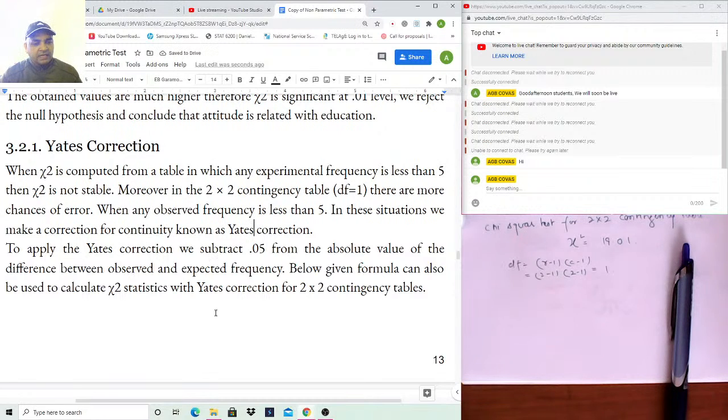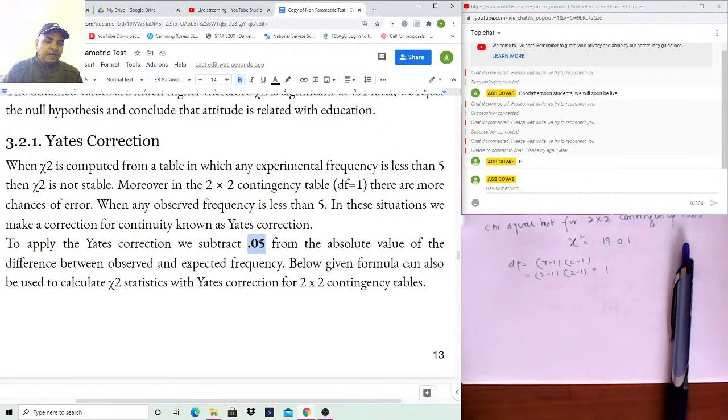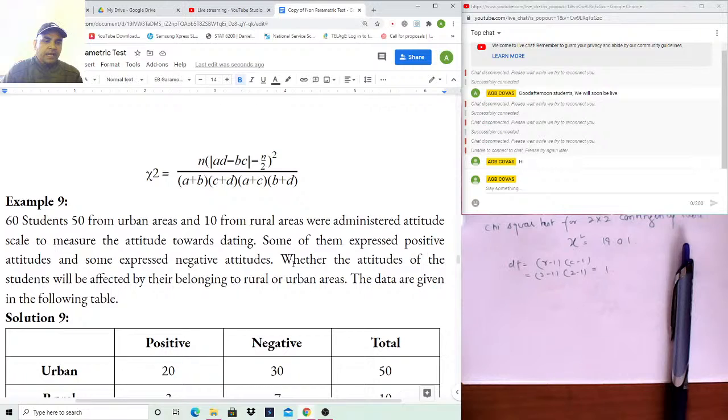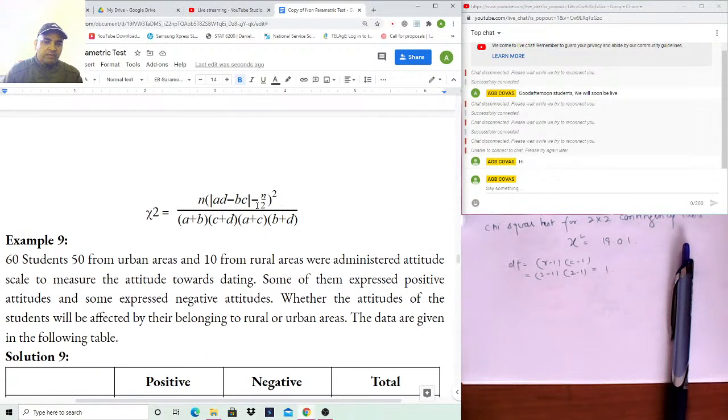So to apply the Yates correction, we subtract 0.5 from the absolute value of the difference between observed and expected frequency. But it can directly be applied into the formula, and instead of the earlier formula, now it becomes n into (absolute of AD minus BC, minus n by 2) whole square. Okay, so this n by 2 has been introduced, minus n by 2.